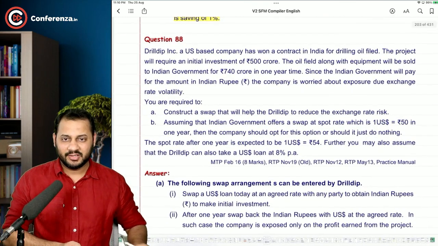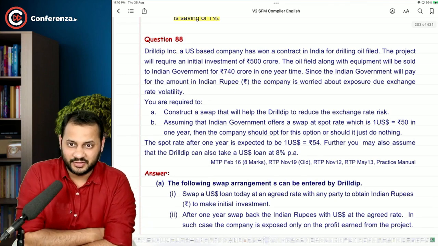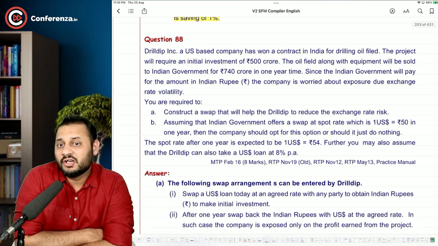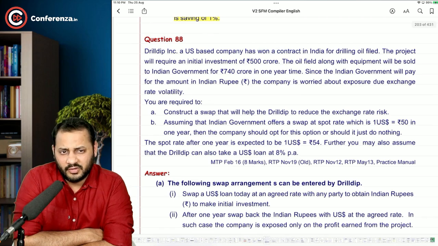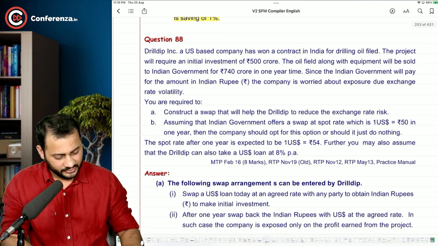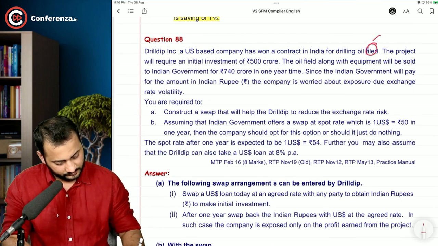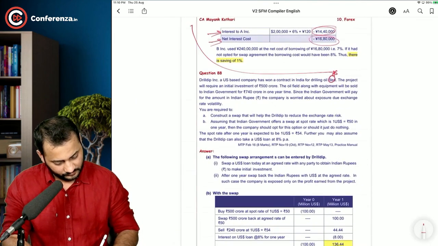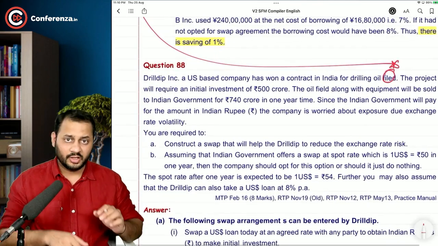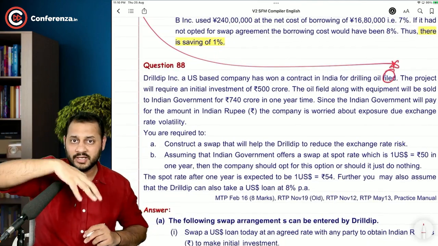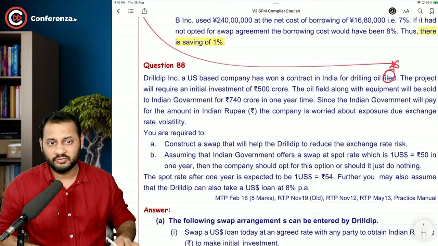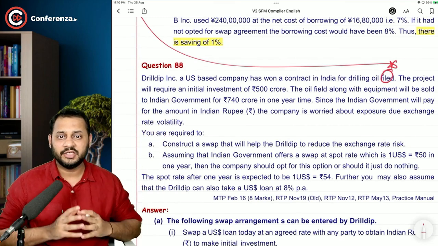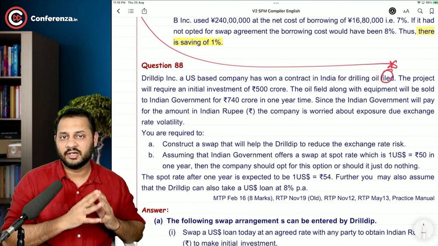So welcome back after the break. Now have a look at this question. This is an interesting one. Drill Dip Incorporation, a US based company, has won a contract in India for drilling the oil field. Filed or field? The spelling mistake is there. Okay. So a company from US will come to India, invest in Indian currency in India and drill the oil field. The project will require an initial investment of 500 crore.